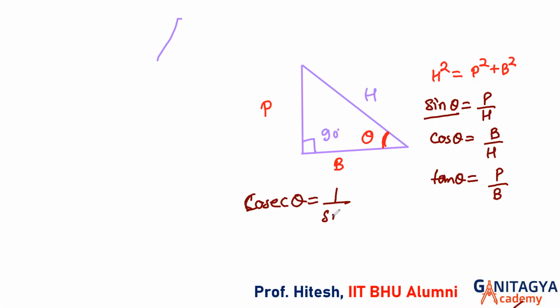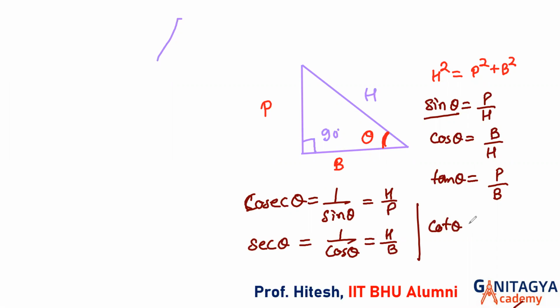is 1 upon sin theta, and that is equal to h upon p. Then sec theta is 1 upon cos theta, equal to h upon b. And third one is cot theta, which is 1 upon tan theta, equal to b upon p. Okay, write it down, this is very important. Let us write this much, then let me know.